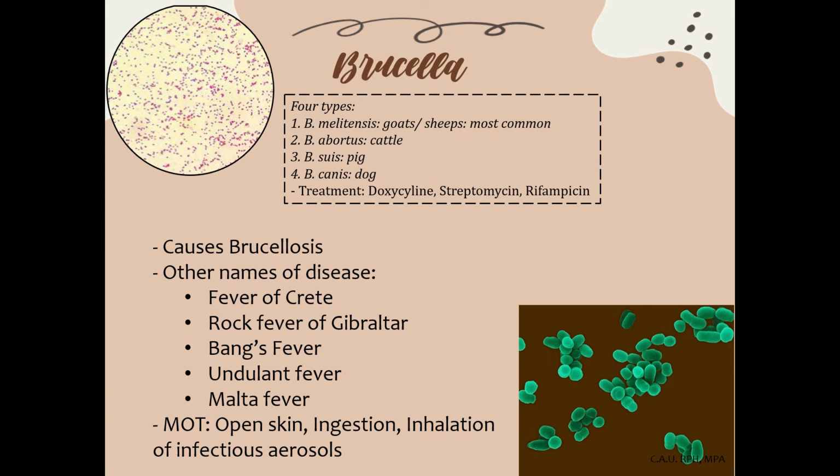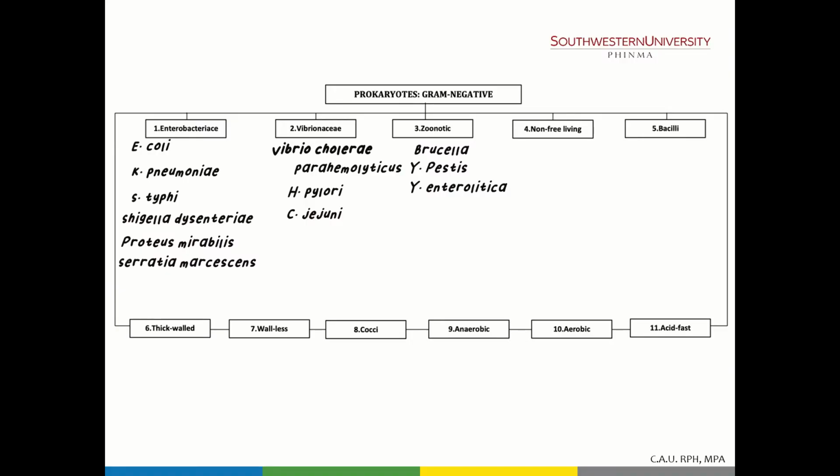You have to take note that brucella is an airborne disease. This means that once the brucella is in the air, it can go inside the body through an open wound in the skin or through ingestion and inhalation. The next example is Yersinia, which is Yersinia pestis and Yersinia enterocolitica.